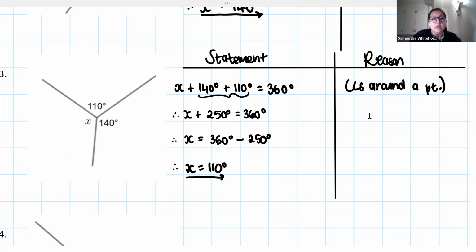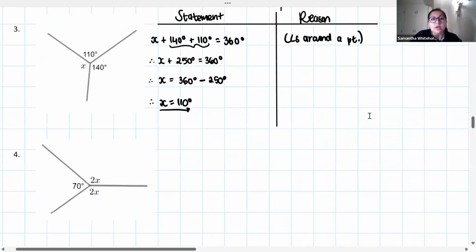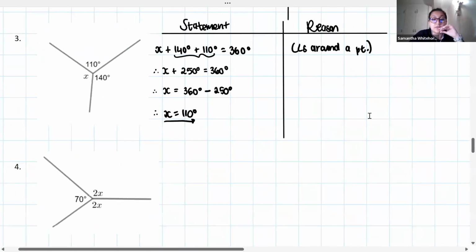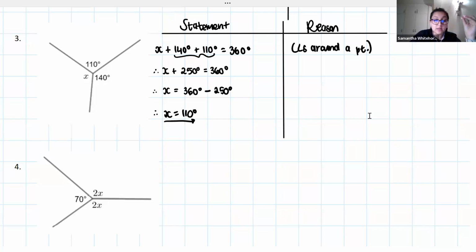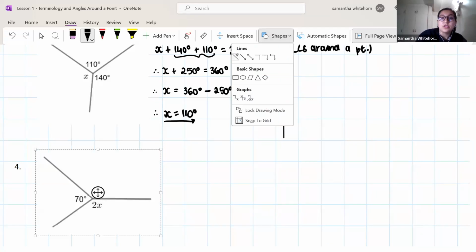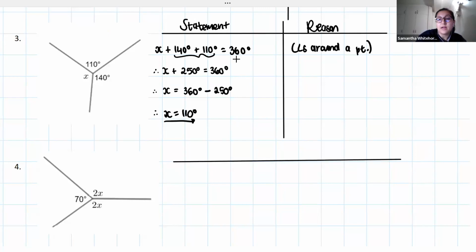Good. Okay, so now what I want you to try is question 4. Remember the instructions said, determine the value of x. So not of 2x, determine the value of x. I want you to try by yourselves. I'm leaving 3 up there just in case you still need it for whatever reason. But I want you to try question 4 here and determine the value of x.